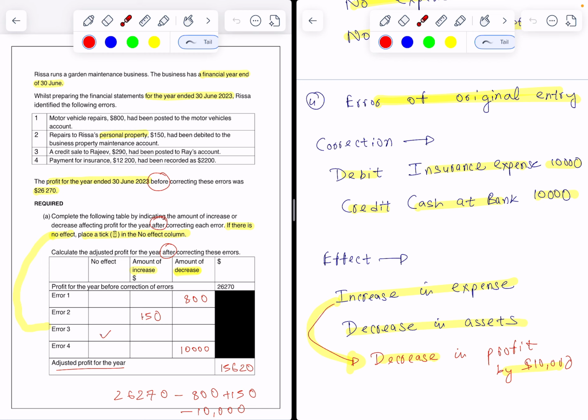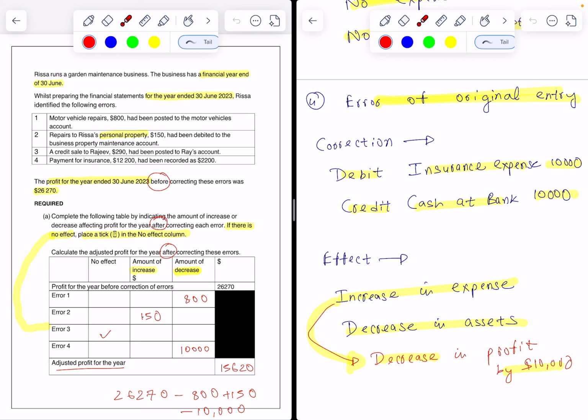So how do we fix it? We have to increase our expenses. When expenses are increased, we debit them. So we debit the insurance expense account by $10,000, which gets added to the previously recorded $2,200 and gives us an overall amount of $12,200, which we would have originally recorded.